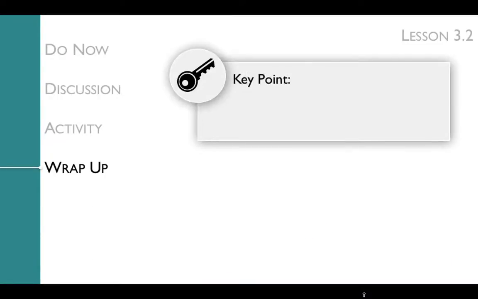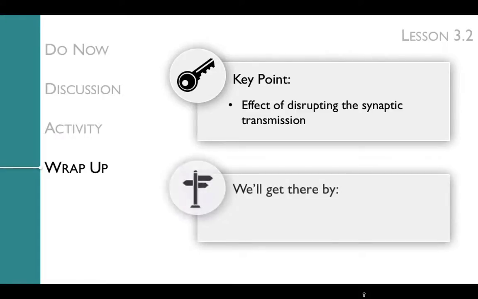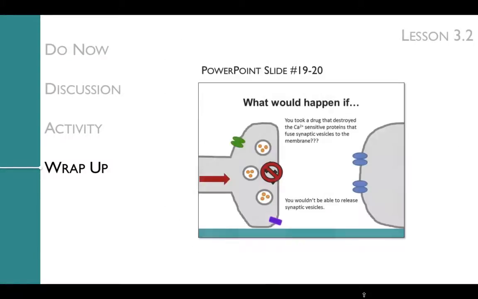The key point of the wrap-up is to give an example of the effect of disrupting synaptic transmission. We'll get to this key point by examining how Botox works. In the wrap-up, you'll ask students what would happen if you took a drug that destroyed the calcium-sensitive proteins that fuse synaptic vesicles to the membrane. This question allows you to assess how well your students understand the process of synaptic transmission because it forces them to apply their understanding to make predictions.